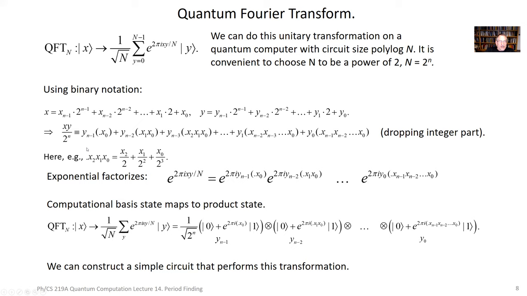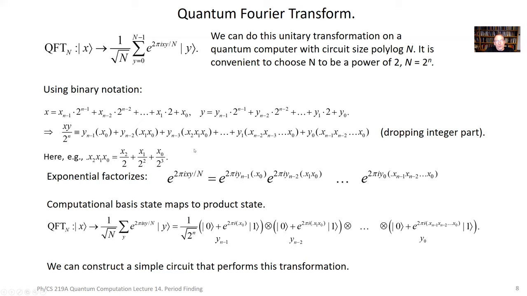So I'm going to write it this way, y sub n minus 1 times point x0. That's the only part that depends on y sub n minus 1. What depends on y sub n minus 2? Well, I'm not going to care about y sub n minus 2 times x2 and x3 and so on, because that's going to be multiplying something which is 2 to the n, or a multiple of 2 to the n. So I get an integer when I divide by 2 to the n.